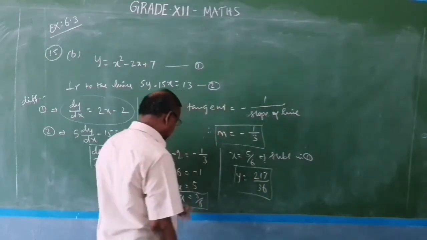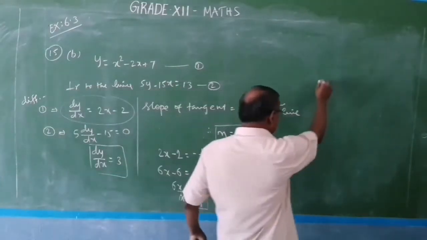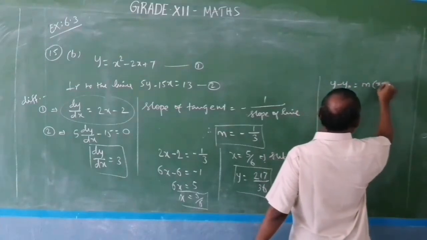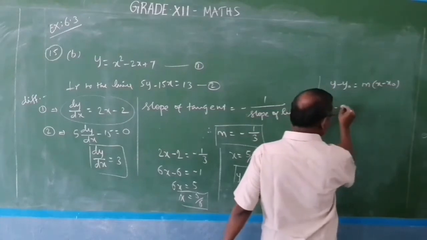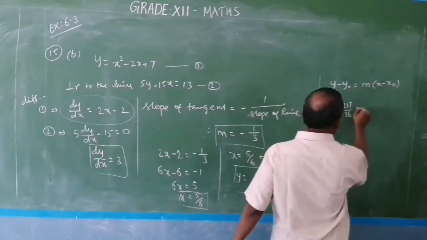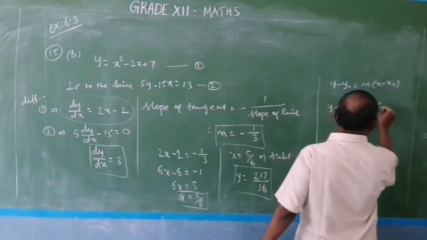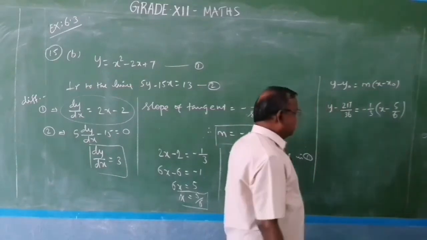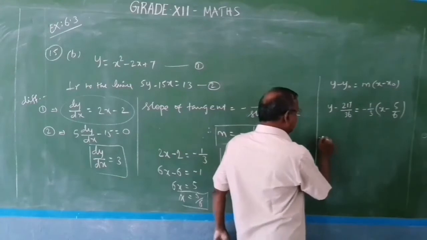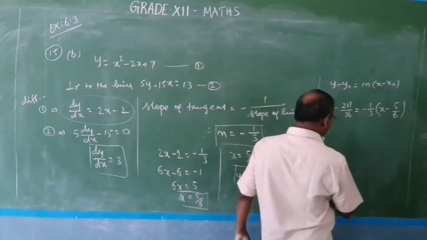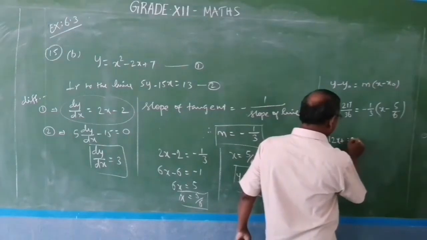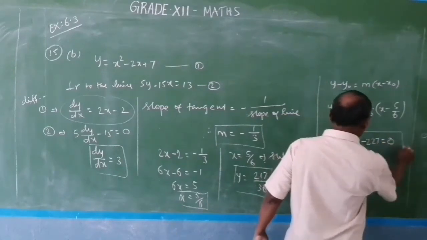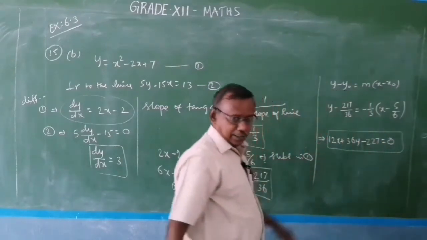So substituting these 2 points in the equation, that is y minus y naught equal to m into x minus x naught, that is y minus 217 divided by 36 equal to minus 1 by 3 into x minus 5 by 6. So this is the required equation, but we need to simplify it. The simplification you only have to do. So after simplification, the final answer will be 12x plus 36y minus 227 equal to 0. This will be the final answer. So simplify it and check with this answer.